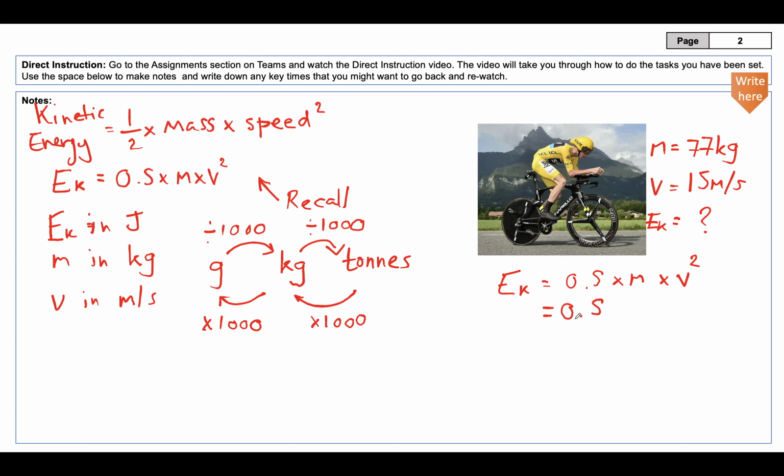I will put my equal sign directly below the one above, and I'm going to substitute in my values. So equation, substitute. So 0.5, a half, times the mass, which was 77 kilograms, which we saw above, and the speed was 15 meters per second, and that needs to be squared. Don't try and do this in your head, type it into a calculator. So 0.5 times 77 times 15 squared gives me 8,662.5. I'm going to write that with all the significant figures the calculator gives me first.